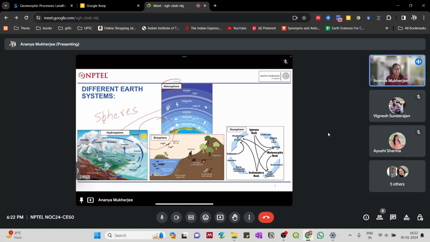Individually they can be called open systems, but they are interacting with each other only, and there is no matter transfer outside of the Earth system as a whole. So these individual ones can be considered as open systems. Even in the biosphere, obviously we know that there is exchange of matter as well as energy. Then you have the geosphere. Geosphere is related to all the material that is found on the Earth's surface. So you have rocks, sediments, and minerals.